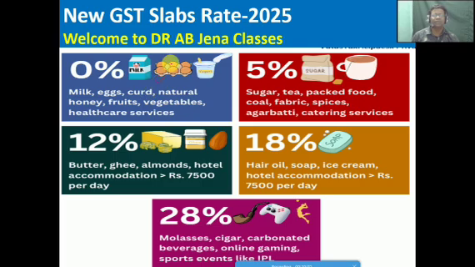So friends, earlier these were the rates: 0%, 5%, 12%, 18%, 28%. These are the items or products coming under 12%, these under 5%, these items under 18%, and these items under 28%. Right now, it is 5%, 18%, and at last 40%. So we will discuss one by one.